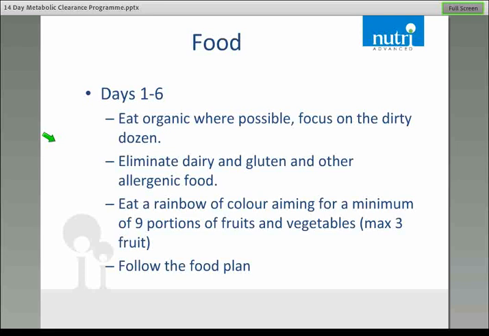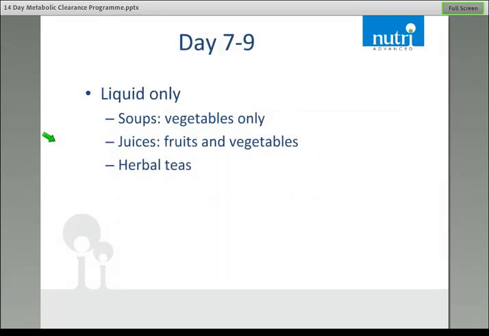So, thinking about the food. Now, days 1 to 6, these are where we're going to be following an organic diet wherever possible, focusing on the dirty dozen, eliminating dairy, gluten and other allergenic intolerable foods, eating a rainbow of colour, aiming for a minimum of 9 portions of fruits and vegetables, ideally a maximum of 3 of those being fruit each day, and following the food plan. So you've already got your food plan. If you haven't, make sure you get your practitioner to give you a copy of it.